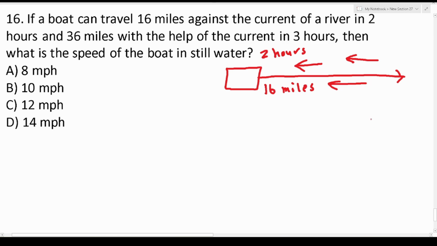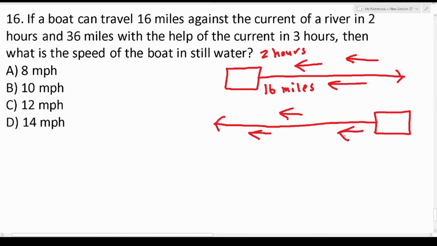Likewise, we're told if the boat travels with the current, so here's my boat. It's now going with the current, so the current's actually pushing the boat to speed up its rate. We're told that it can go 36 miles in 3 hours, okay? And we want to know what the rate of the boat is in still water. So in other words, we have to figure out how to represent this current in as much as it's affecting the rate of the speed of the boat.